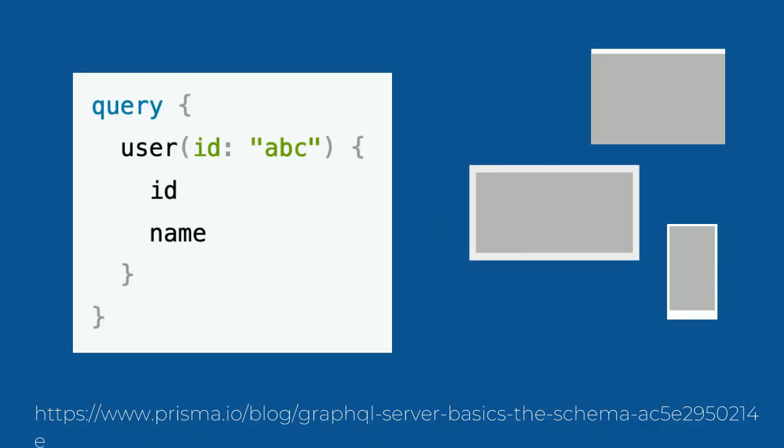But let's go through another example. This example here is from that article linked down there. It's a very, very good article about the basics of a GraphQL server. And what it explains is that in the client, we can use this query, which is asking for the ID and the name of that specific user.